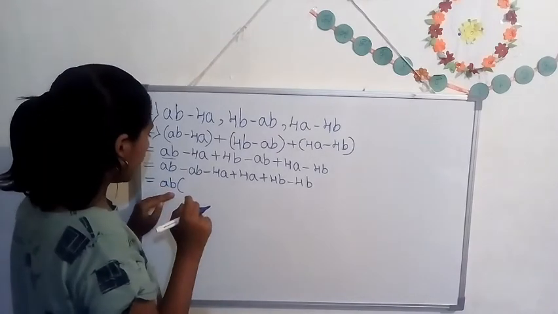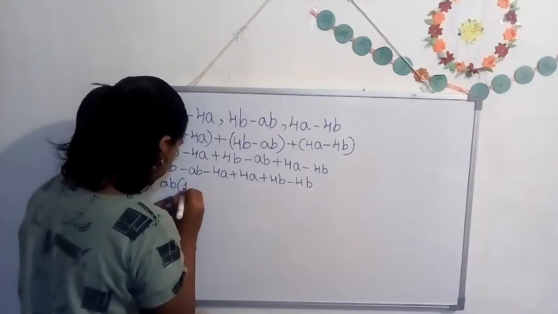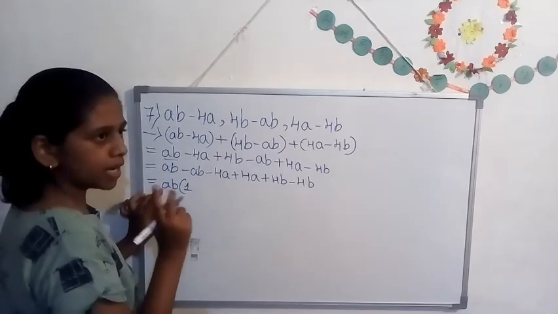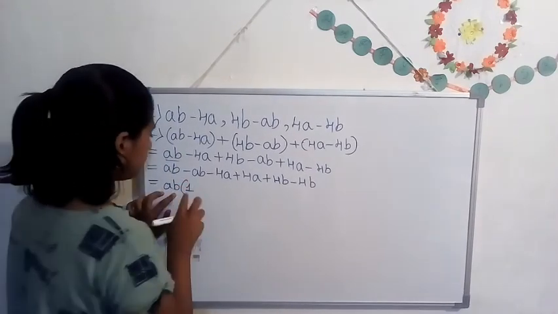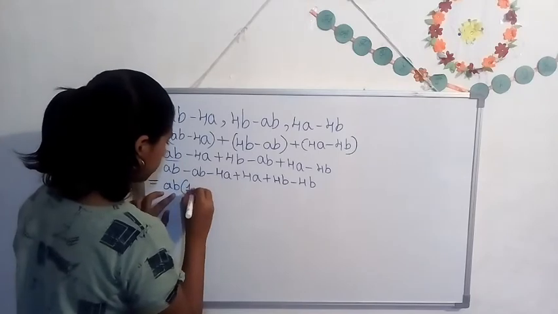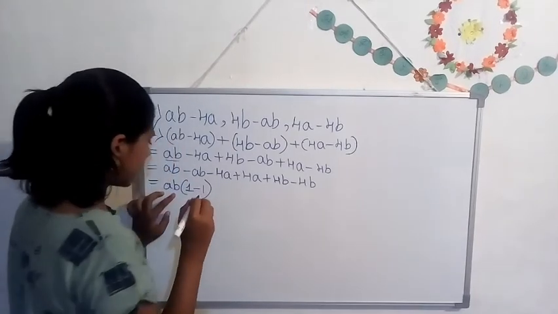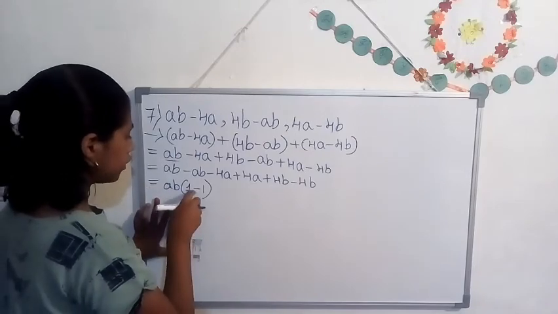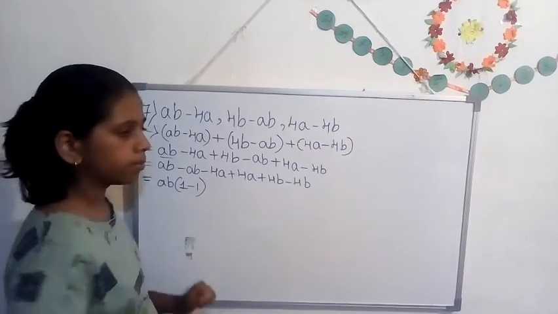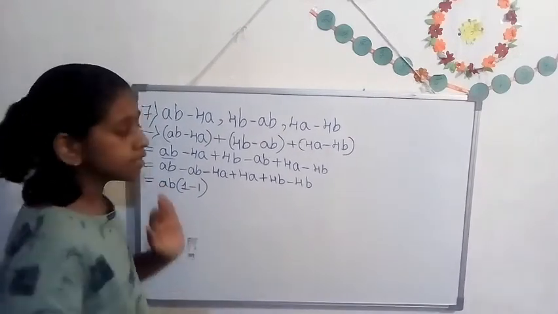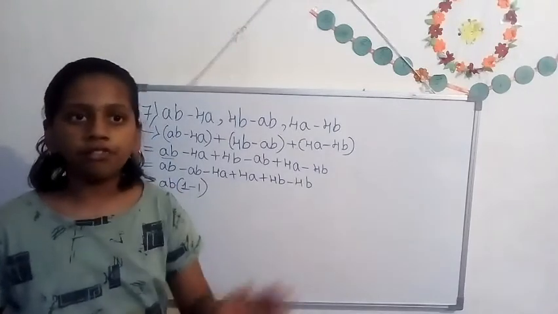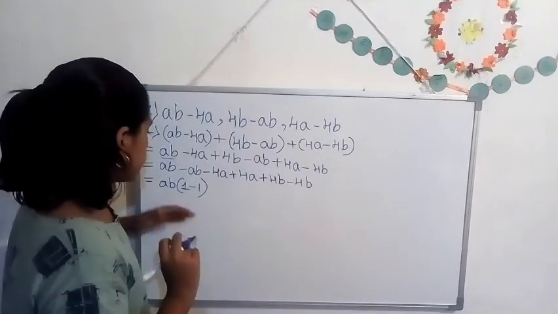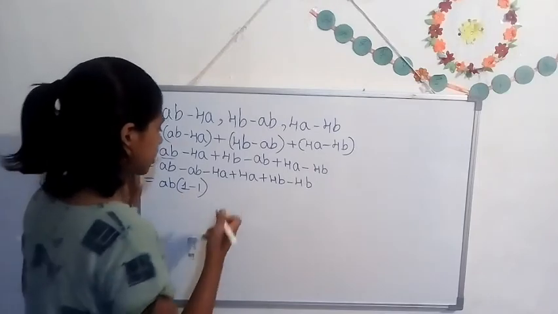So, AB value is 1. Here AB means plus 1. Here minus AB means minus 1. Bracket, and it is considered as the common term. Here we should not write 1 AB because it is already considered as a common factor before. Got it? So, we should write only the constants here.